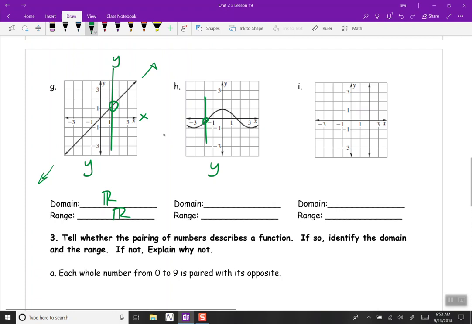Domain looks like it's going on and on forever from left to right on the x-axis, so that would be all real numbers here. But our range looks like we're just going from +1 to -1, so that's going to be all y values greater than or equal to -1 and less than or equal to +1. This is a vertical line here, and so that would be no, that's not a function.